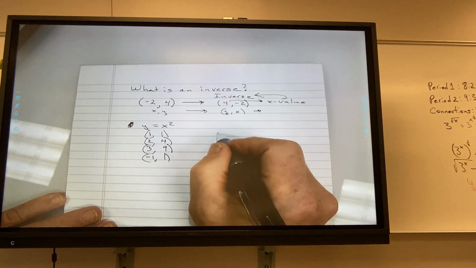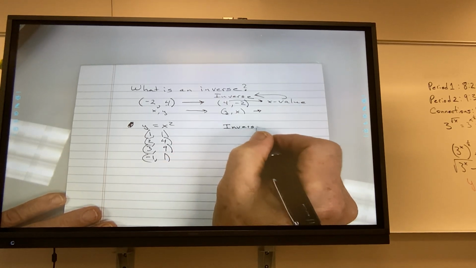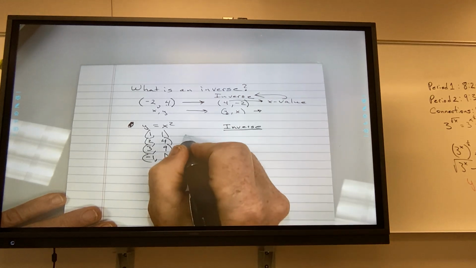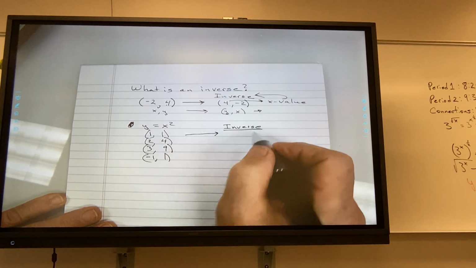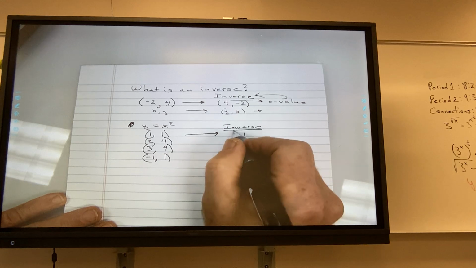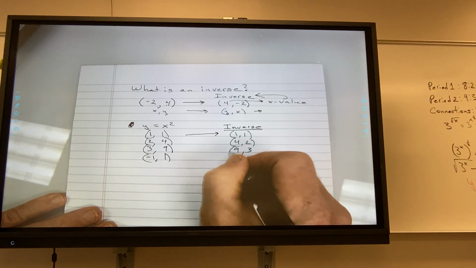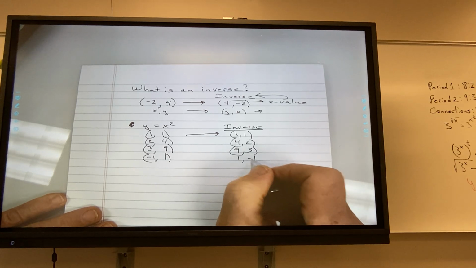Now, its inverse, I would take those set of ordered points and I'd switch them, right? Correct? (1, 1), (4, 2), (9, 3), (1, -1). Would you agree?